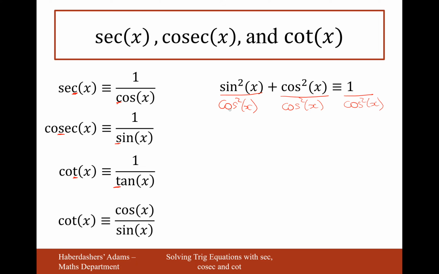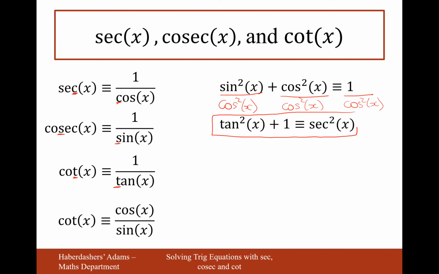Well, sine over cos is tan. Sine squared over cos squared is tan squared. Anything over itself is 1, and 1 over cos is sec. 1 over cos squared is sec squared. So we get another identity, and that's this one here. Tan squared plus 1 equals sec squared. And it's like a baby identity from the big identity, which is sine squared plus cos squared equals 1. This one is tan squared x plus 1 equals sec squared.